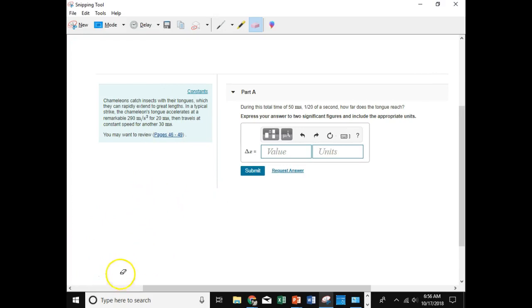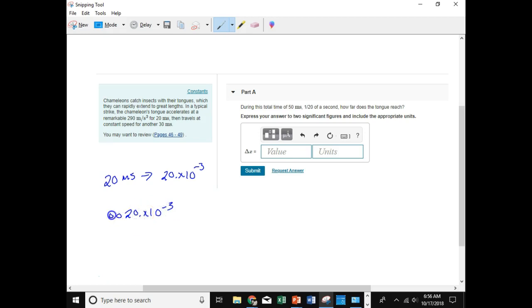Okay, so 20 milliseconds is the same thing as 20 times 10 to the negative third. But let's go one step further. Let's convert this back to standard notation. So I'm going to put this down here, 20 times 10 to the negative third.